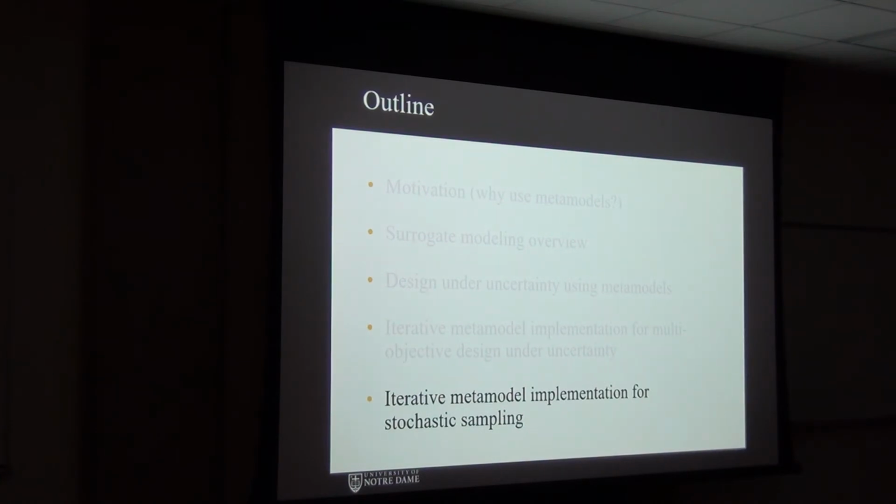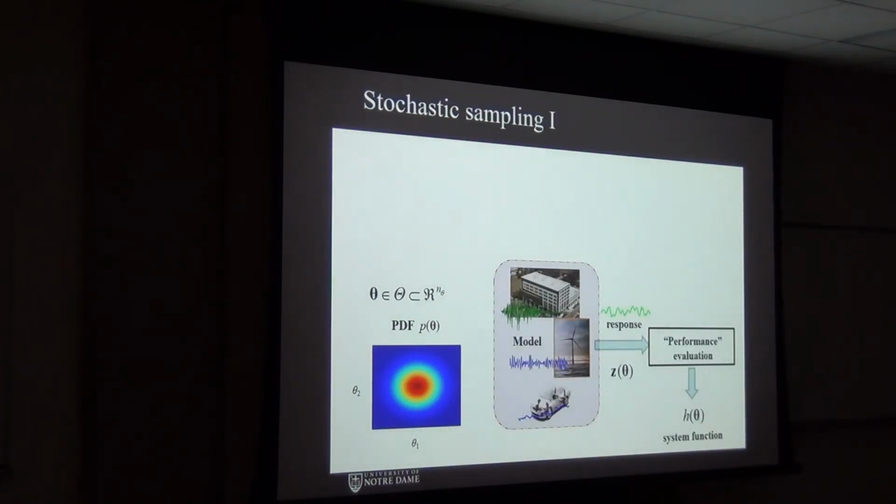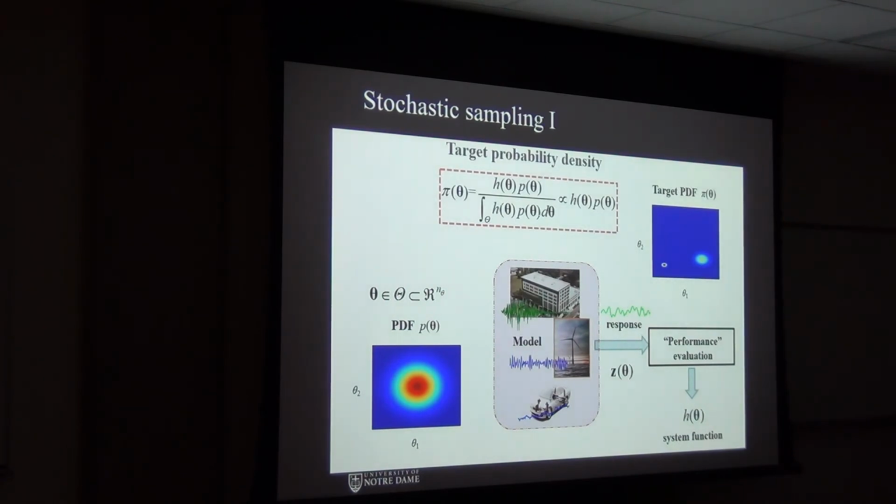Now let's move very briefly to a different U2 task, and we'll talk a little bit about stochastic sampling. The setting is the same. I'm going to remove my design variables out of the question because I'm not doing design anymore. So I have a system that has some uncertain model parameters. Ultimately, my goal here is to get samples from a target probability density that is related, of course, to your prior information and also to your system function.